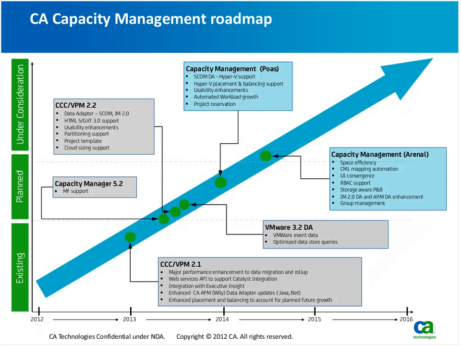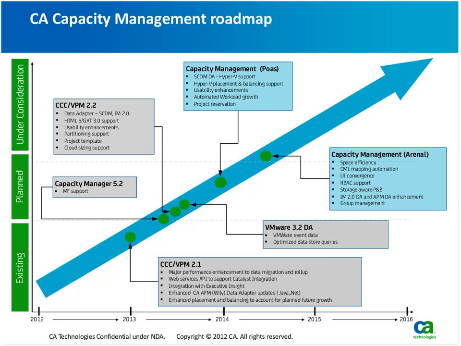Moving forward, this is the Poas release around the November or December timeframe on our roadmap. The first feature, obviously, is the SCOM data adapter, as I alluded to before. The Hyper-V support will be introduced as a separate data adapter, so we have the flexibility to release that early whenever it's available. And I'll talk about that in the custom validation portion of this webcast.